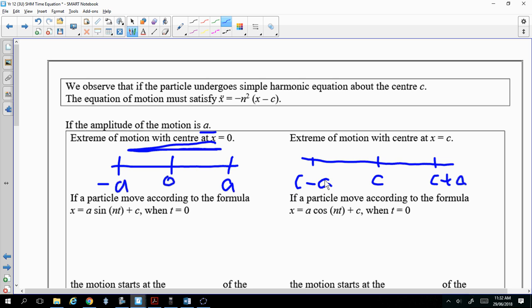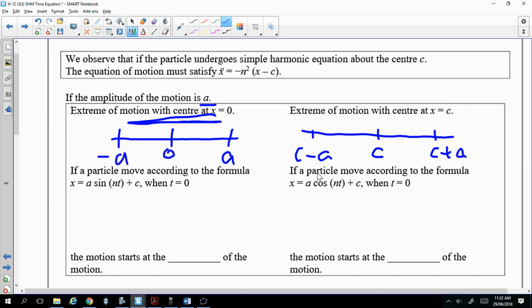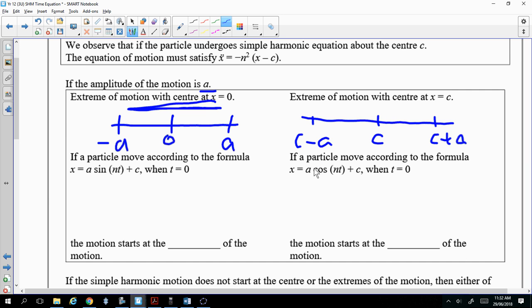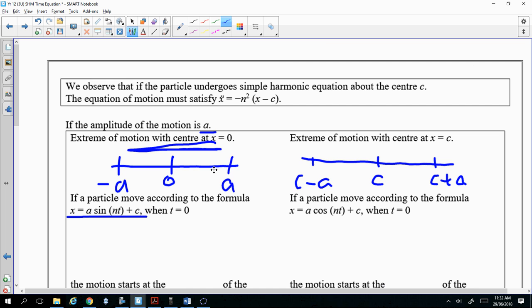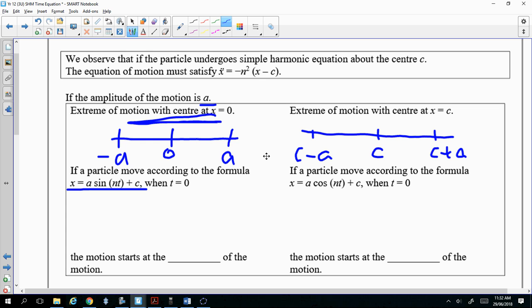Good. So before, we looked at this formula, x equal to a sine nt plus c, which is the same one we looked at before. In this equation, if I substitute t equal to 0, let's see what we get. x equal to a sine 0 plus c. Sine 0 is 0, which gives c. So when you use this equation with sine in it, the motion starts at the center of the motion.